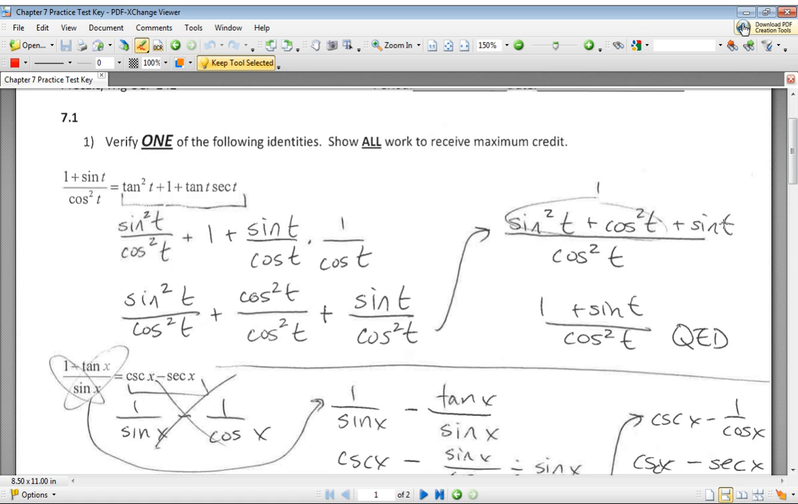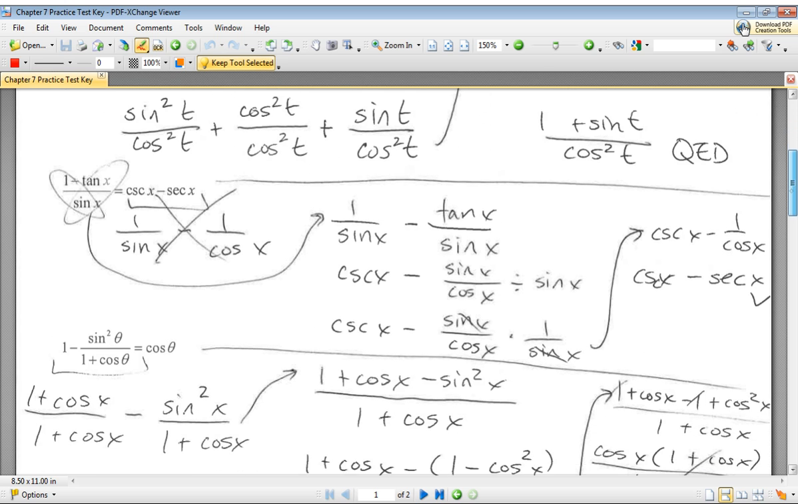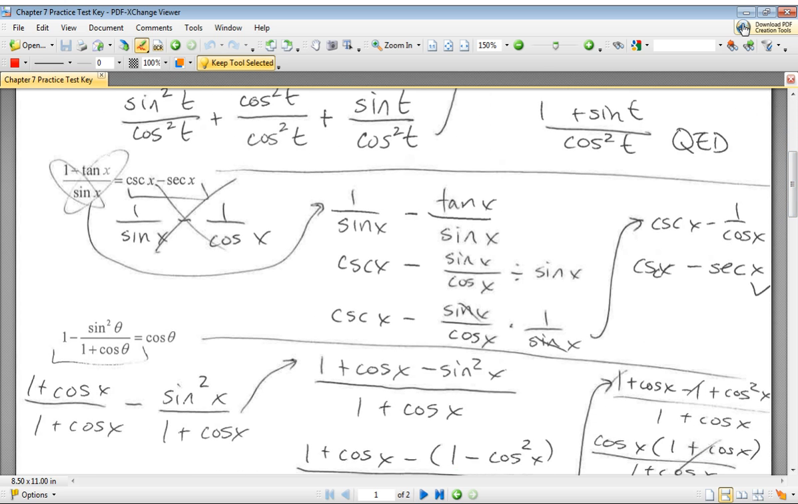plus sine t. Well, sine squared plus cosine squared, that's a Pythagorean identity. That's just going to be 1. So now I have 1 plus sine t in the numerator over cosine squared in the denominator. And that's what I had. That's what I was supposed to get. So I am done. So you circle it, you smiley it, you something it, so that I know that you are done.